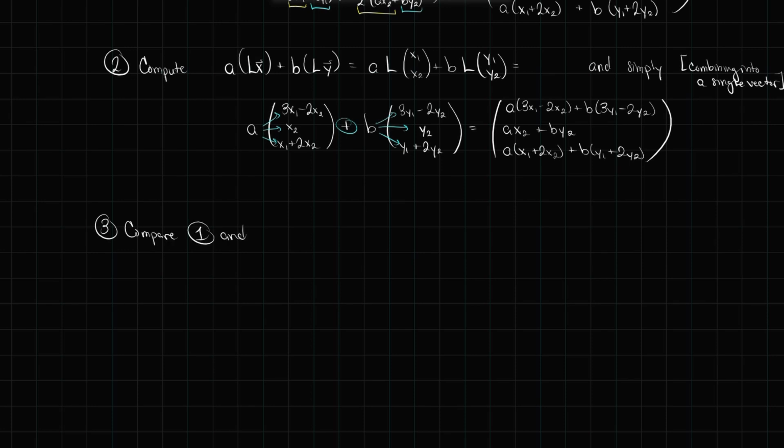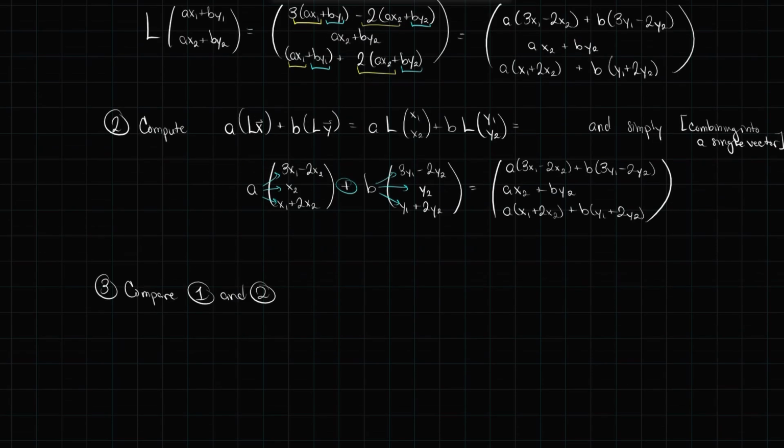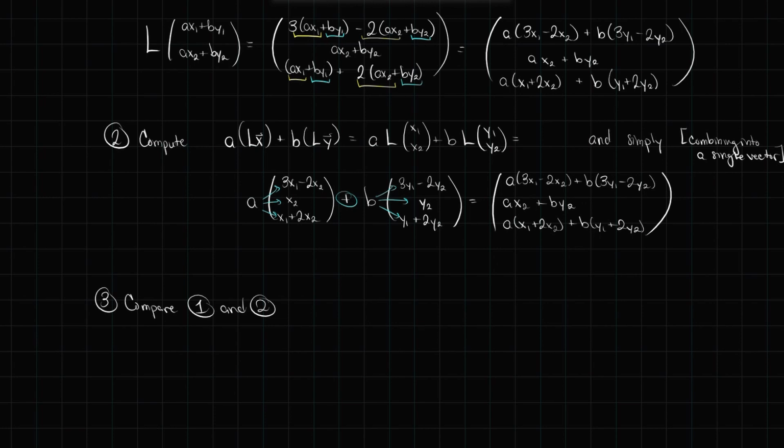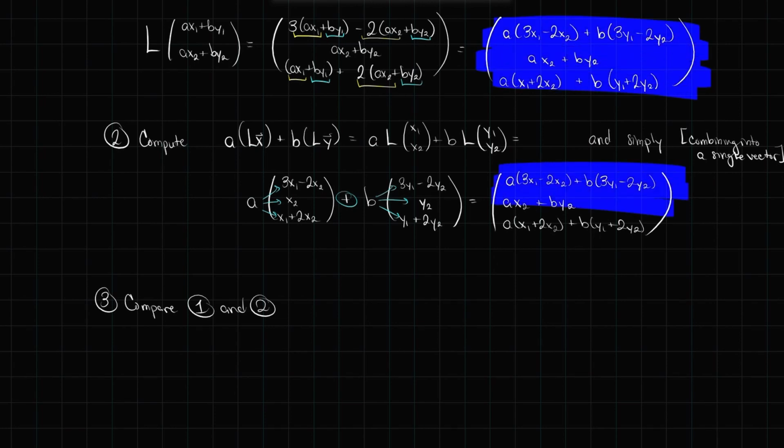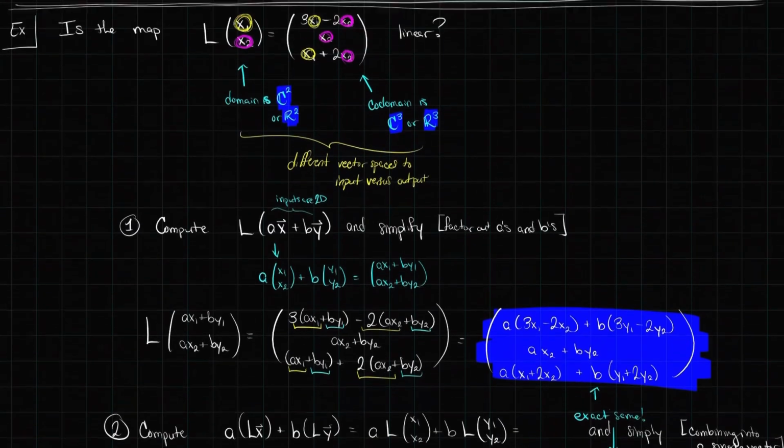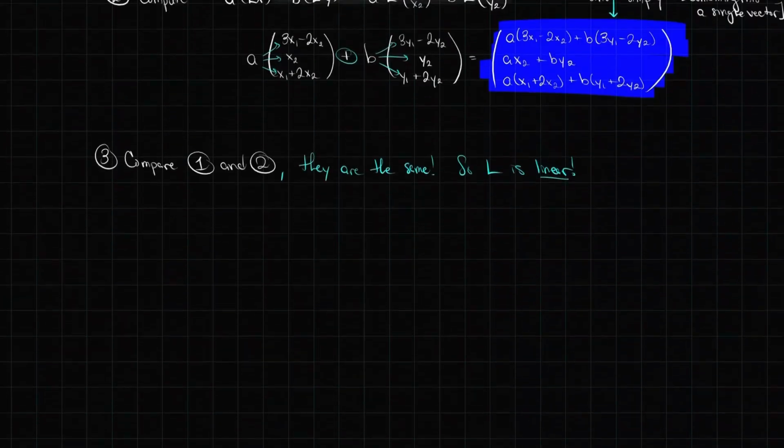1 and 2. And I notice in this case, how do 1 and 2 compare? We're looking here and here. And you'll notice they are the exact same. They are the same. So L is linear. That's a nice example of a linear map between 2 different vector spaces.